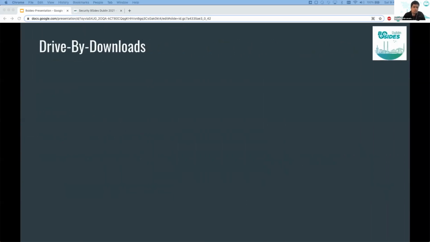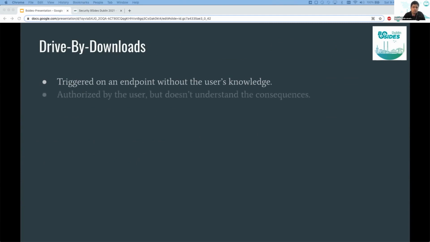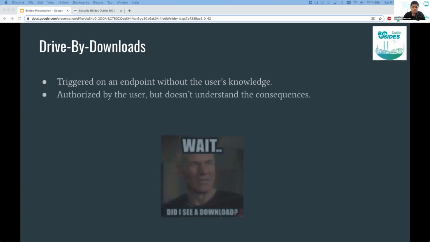So what are drive-by downloads? Going by the definition, they are essentially downloads that are triggered by scripts or some sort of automated mechanism like redirection, and the user doesn't visibly notice the download. Sometimes it is authorized by the user, who doesn't understand the consequences. This point is key because we will see that user interaction is required to execute the download on the endpoint.